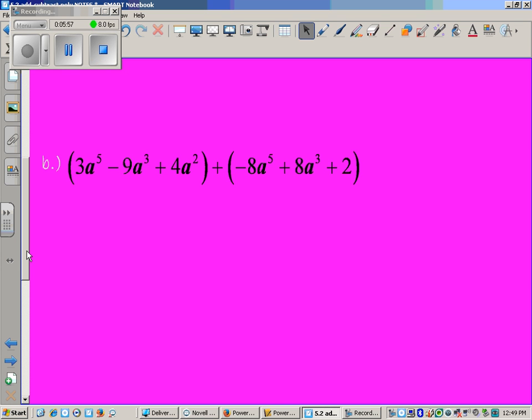Okay, on this problem, they're asking me to take these two polynomials and add them together. There's parentheses, but there's really nothing in front of that first set of parentheses that I have to distribute. There's a positive 1 there, but that doesn't change much. So I'm just going to rewrite this first polynomial.